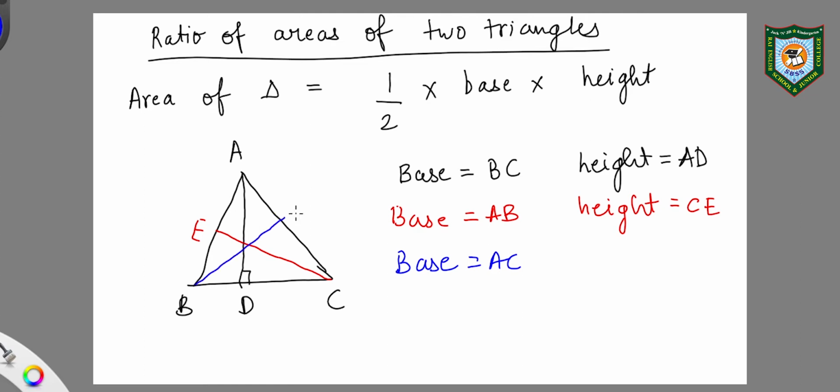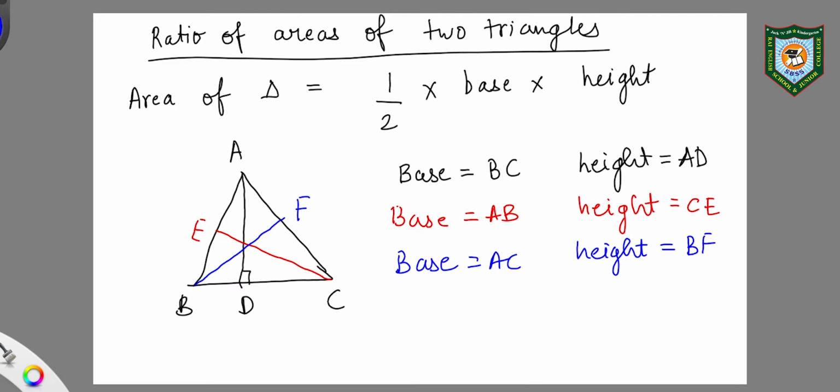So all I have to do is draw this altitude. So my height here becomes the line from B to AC, which will intersect side AC at point F. So this can be called BF.